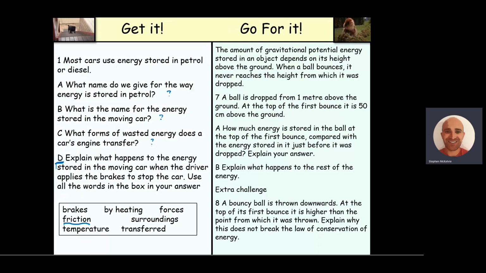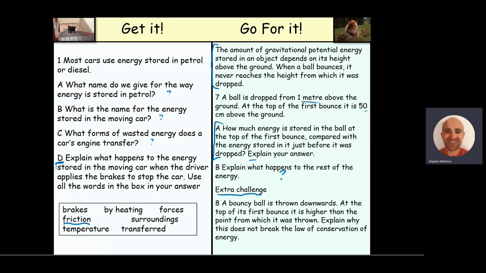The go for it here is talking about that darned bouncy ball again. And we've got to quantify the amount of gravitational potential energy in that ball. Here's a scenario. The ball is dropped from 1 meter above the ground. At the top of its first bounce, it's 50 centimeters above the ground. How much energy is stored in the ball at the top of the first bounce compared with the energy stored in it just before it was dropped? And then maybe explain your answer. It tells you that it starts off at 1 and then goes to 50. What happens to the rest of the energy? And for extra challenge, I'm going to let you do that yourselves.